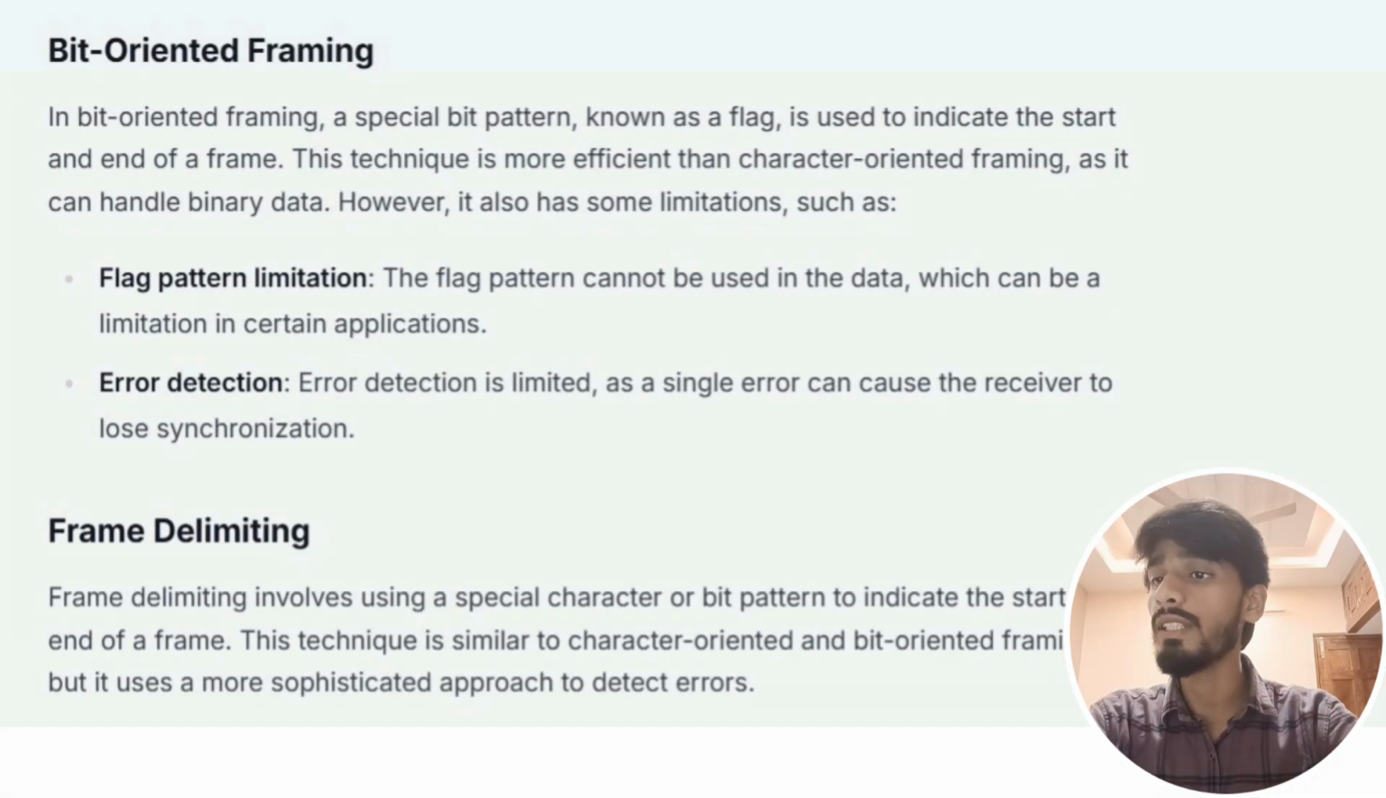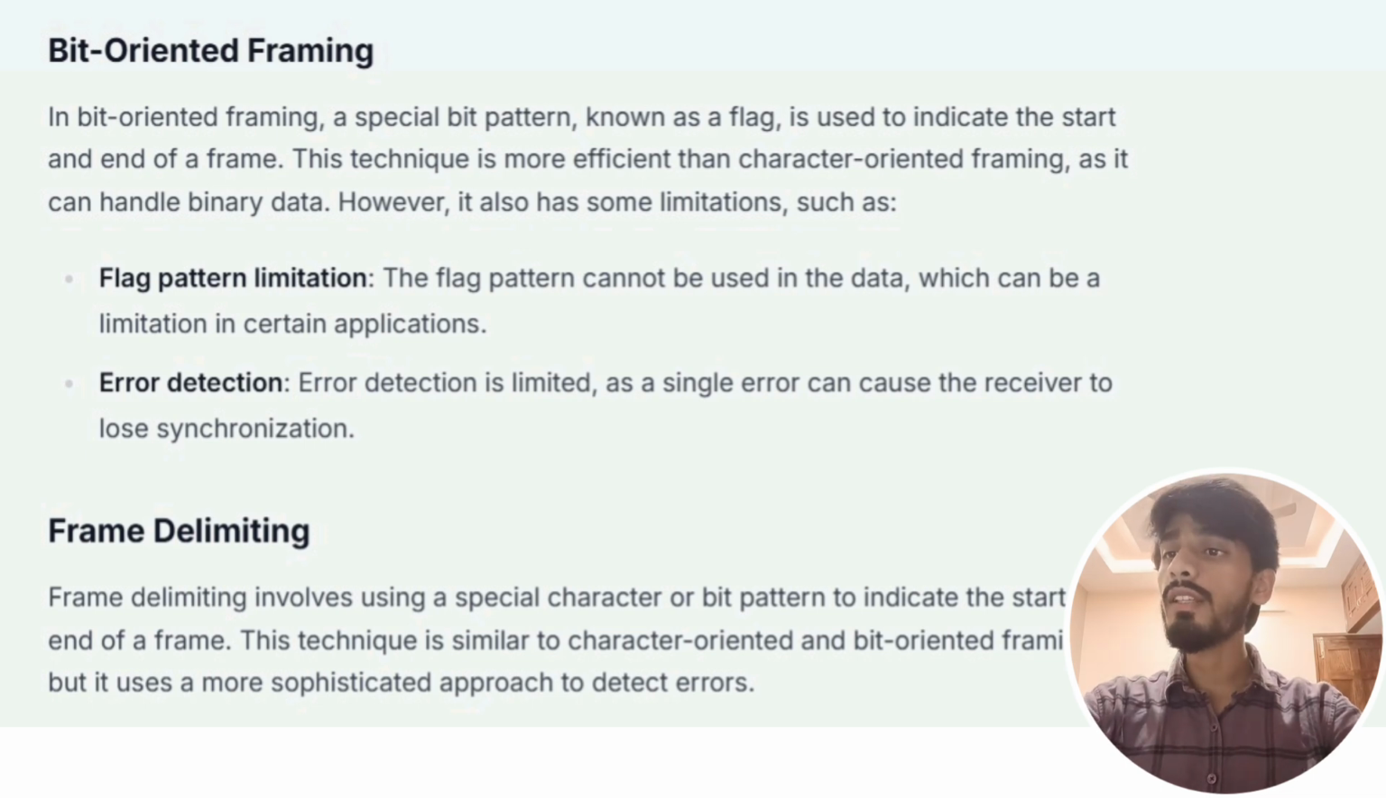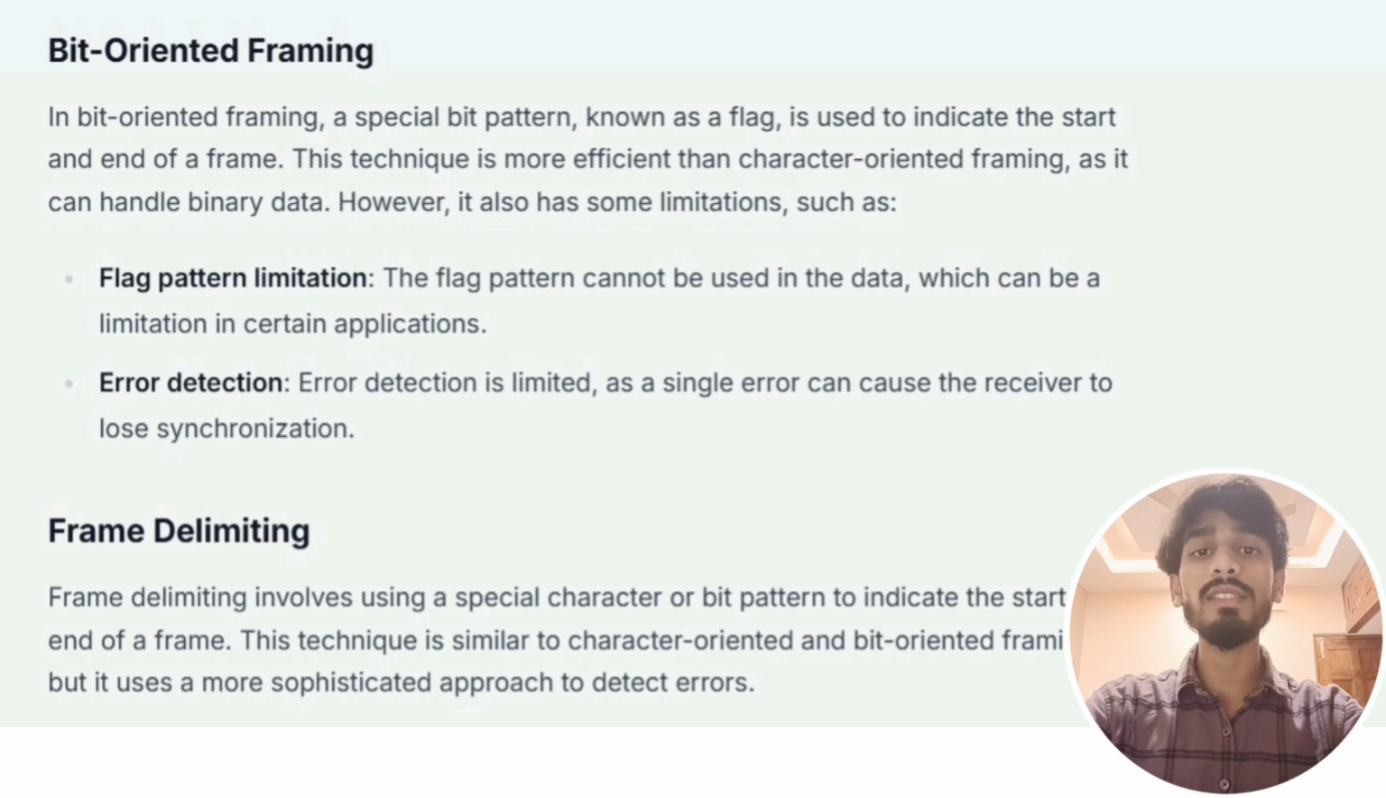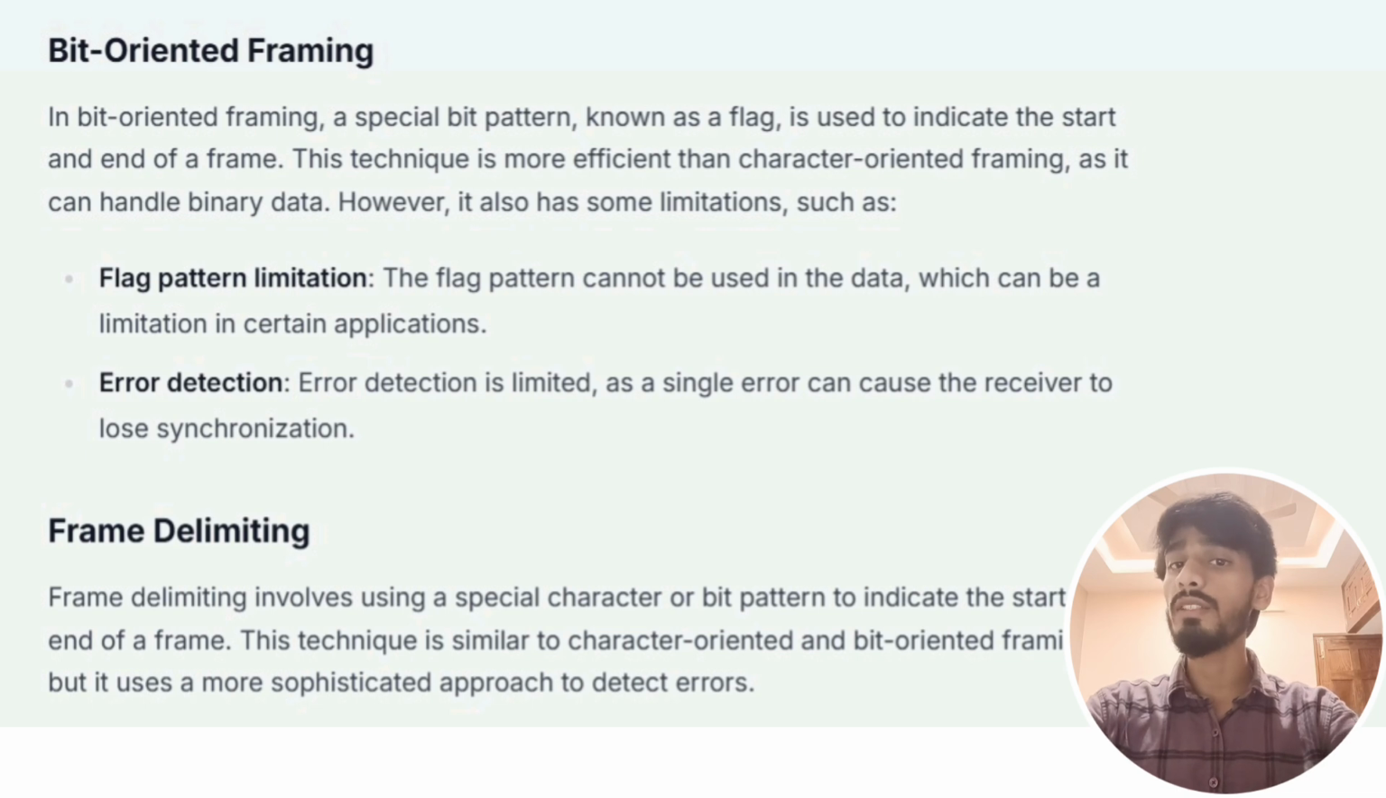Another framing technique is bit-oriented framing. In bit-oriented framing, a special bit pattern known as a flag is used to indicate the start and end of a frame. This technique is more efficient than character-oriented framing as it can handle binary data. However, it also has some limitations such as flag pattern limitation. The flag pattern cannot be used in the data, which can be a limitation in certain applications. Error detection. Error detection is limited as a single error can cause the receiver to lose synchronization.